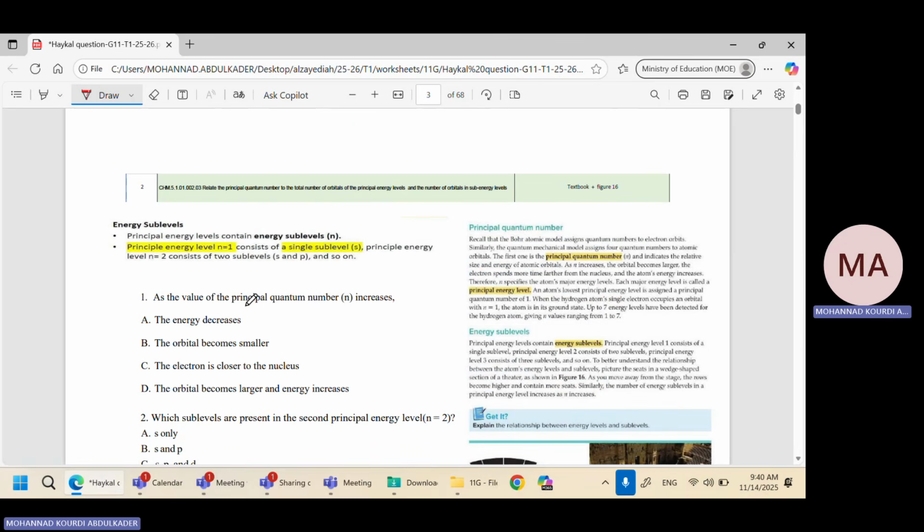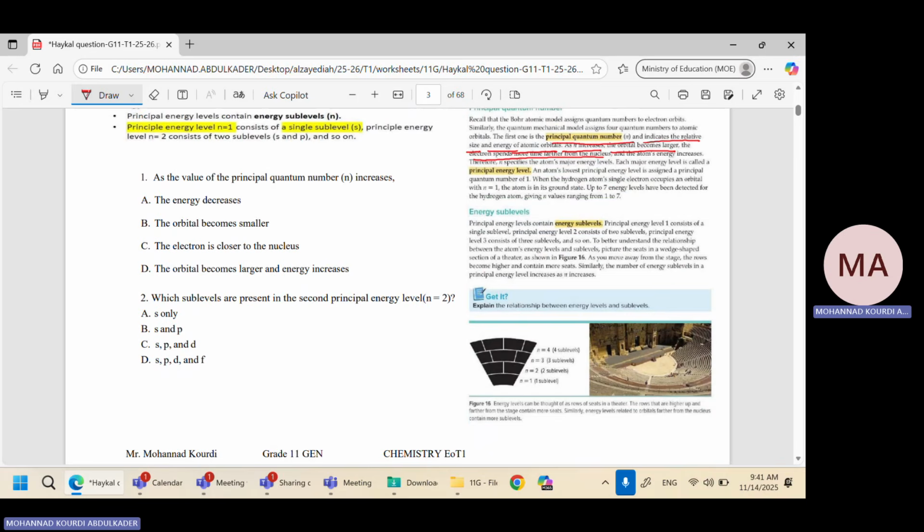Second question, you have to relate between principal quantum number and the total number of orbitals. Okay, so here you have the principal quantum number n that indicates the relative energy and size of an atomic orbital. So as n increases, the orbit becomes larger and electrons spend more time further from the nucleus. So as energy increases, the total number of orbitals increases and everything will be increased, okay? The size and the energy.